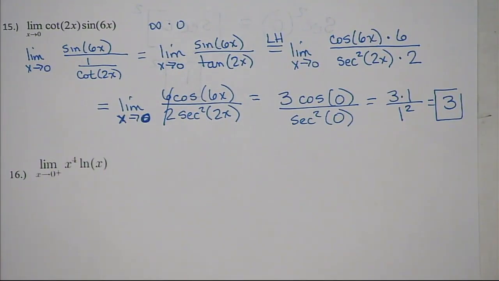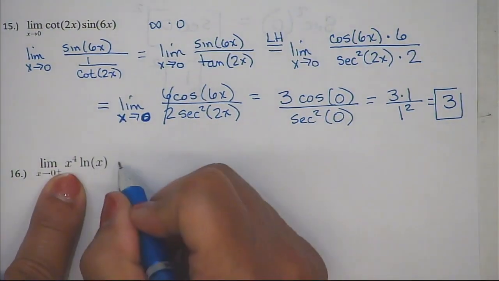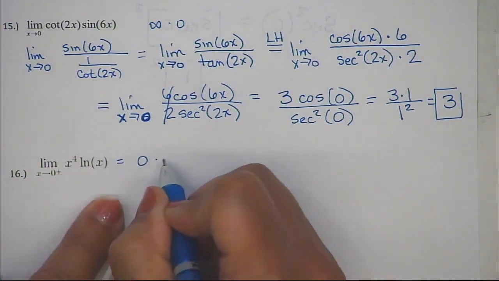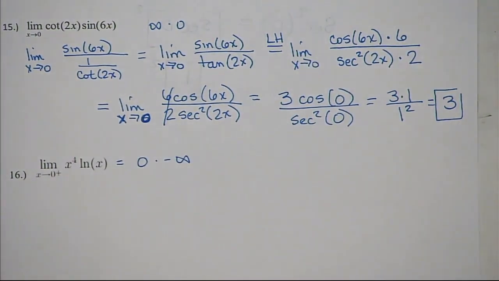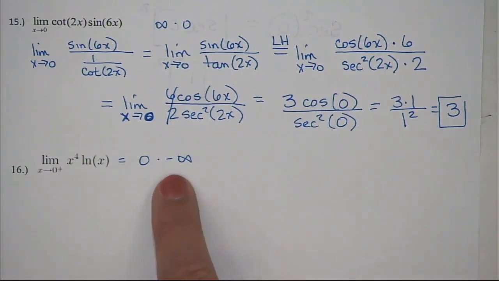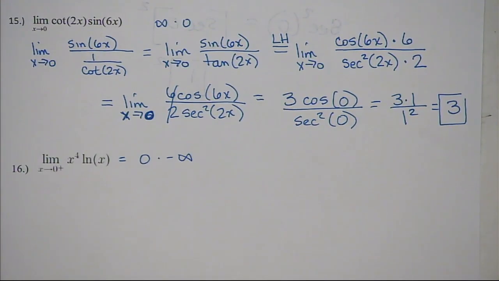All right. Number 16. This is a natural log. Okay, so again, remember that picture I drew before. So if we're going to 0 from the right, that natural log is going to negative infinity. And if I put 0 in here, 0 to the 4th is 0. So this is a 0 times infinity problem. So that means I can use L'Hopital's rule. And it doesn't matter if you do 0 times infinity or negative infinity. Any type of infinity is fine.